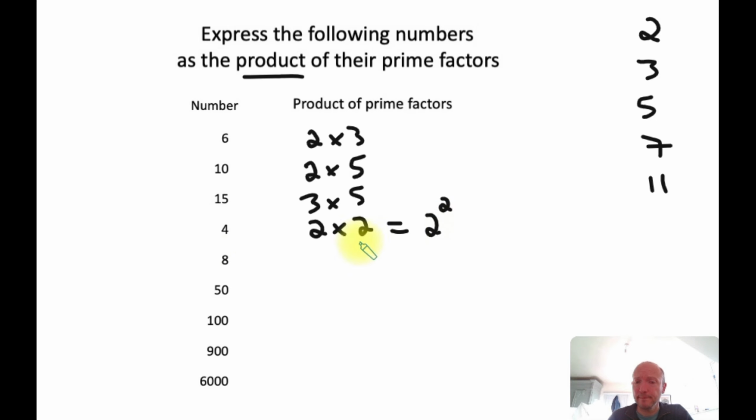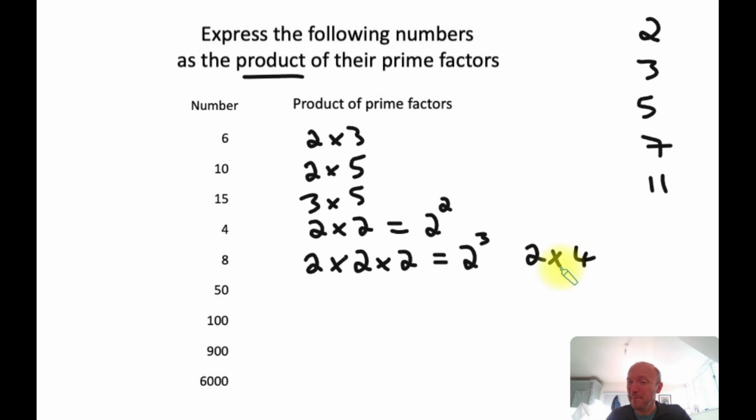What about 8? Well, 8 is 2 times 2 times 2. So we can write 8 as 2 times 2 times 2, or 2 cubed. By the way, people often say 2 times 4. That's partly right, but it's definitely not the complete answer. The problem is that 4 is not a prime number, so we can't write 8 as the product of its prime factors using 4, because 4 isn't prime.